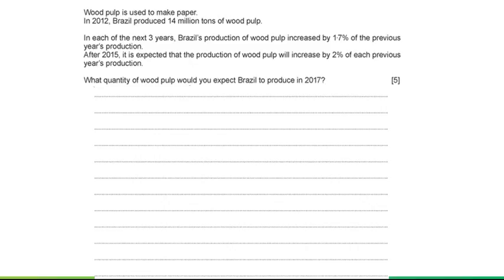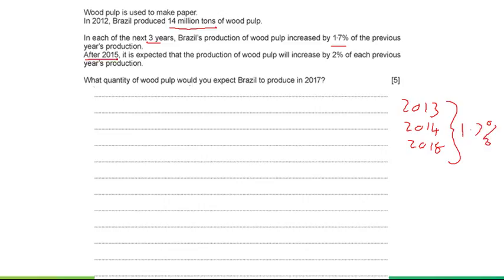Okay, question 2 tells us that wood pulp is used to make paper. In 2012, Brazil produced 14 million tonnes of wood pulp. In each of the next 3 years, so that would be 2013, 2014, 2015, Brazil's production of wood pulp increased by 1.7% of the previous year's production. So in each of those years, there was a compound increase of 1.7%.